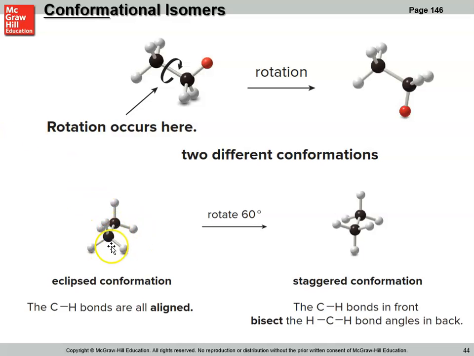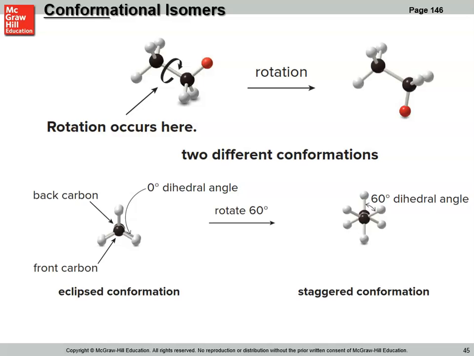You can see here the eclipsed form, right? So we think about the lunar or solar eclipse where there's one thing directly behind another. If we rotate this bond, we rotate these around 60 degrees, then we have what's called the staggered conformation.